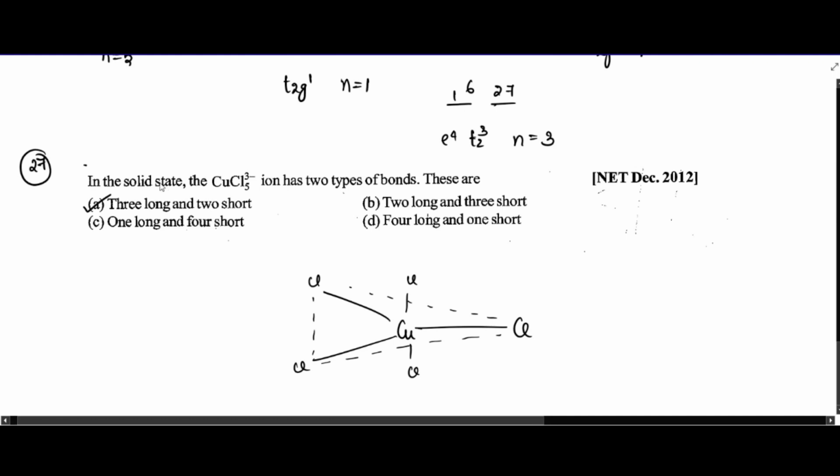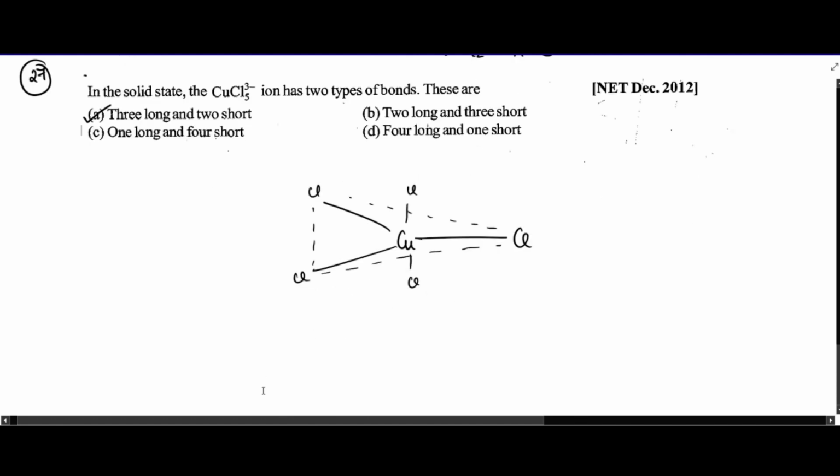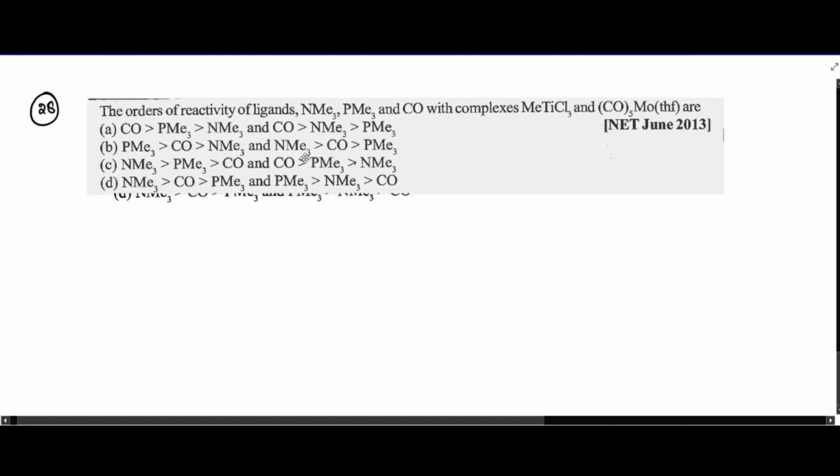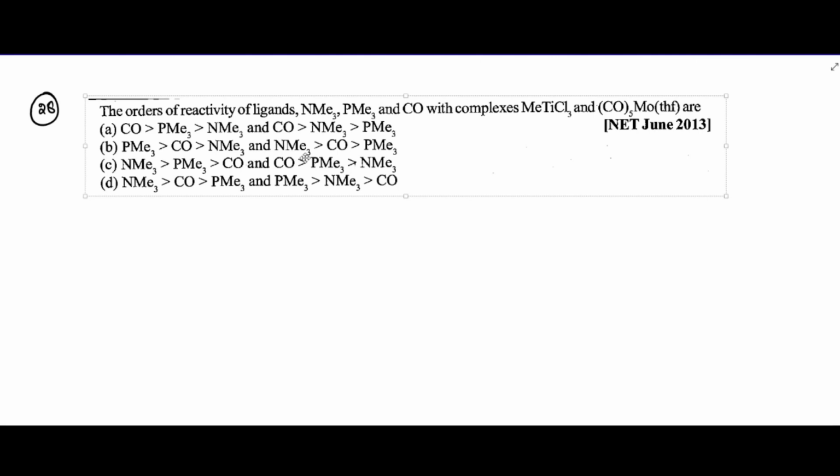Okay, next question is a very good question. Actually, it is mixed with organometallic chemistry. You had put a comment, right? I didn't notice, sorry. Next one. The orders of reactivity of ligands NMe3, PMe3, and CO with complexes are.